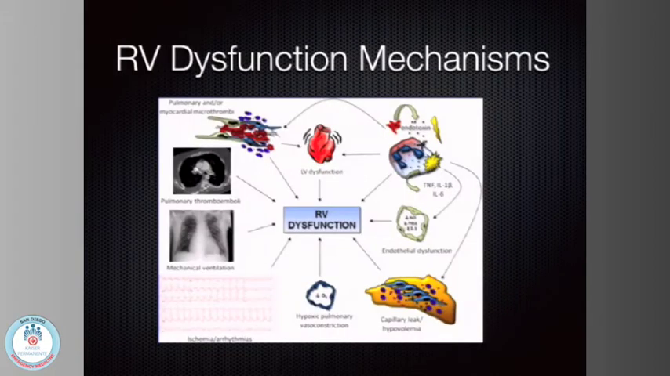These are the kinds of things that you would think about in the setting of RV dysfunction, and you guys know all this medicine. It's like sepsis with endotoxins and all these interleukins running around causing endothelial dysfunction with capillary leak, hypoxic pulmonary vasoconstriction, right-sided MIs, pulmonary embolism with RV strain, even mechanical ventilation.